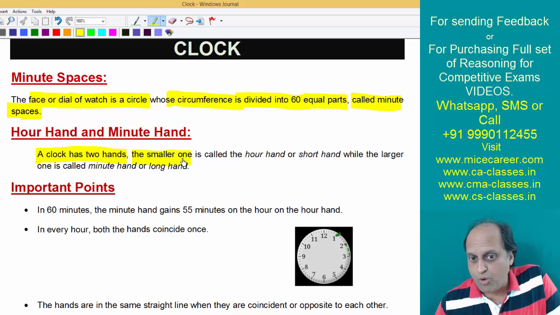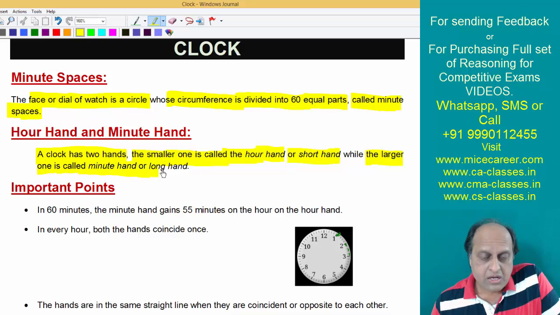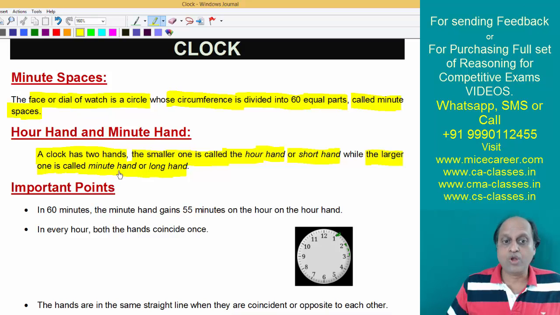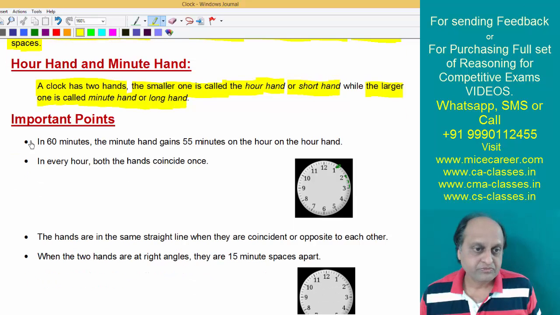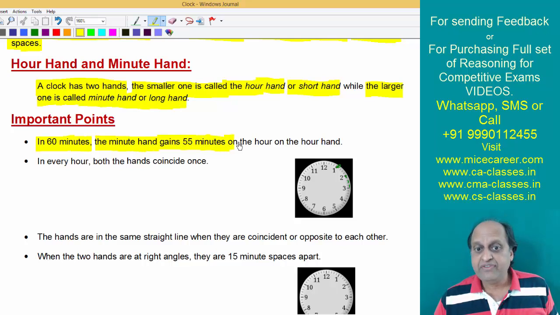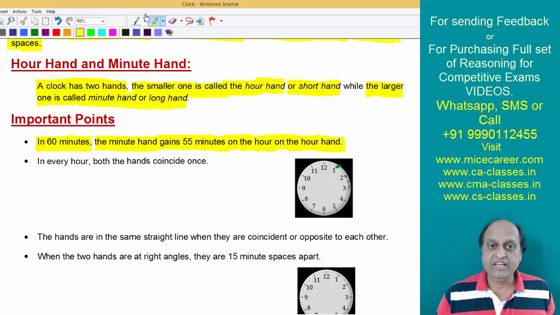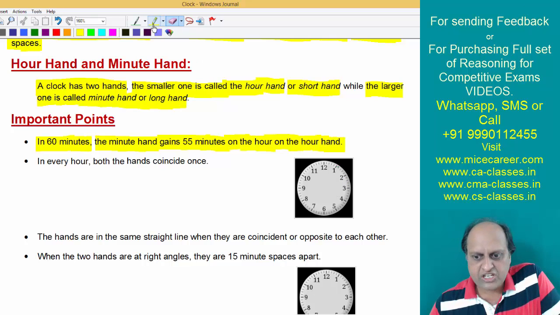The shorter or smaller one is called the hour hand or short hand, while the larger, longer one is known as the minute hand. Is it clear? Now, in 60 minutes, the minute hand gains 55 minutes on the hour hand. This I will explain to you how.